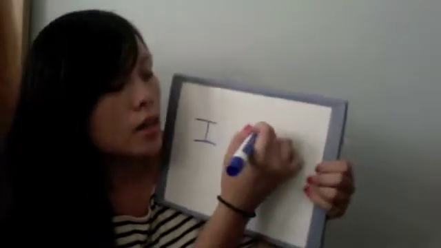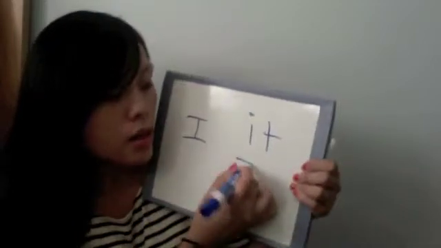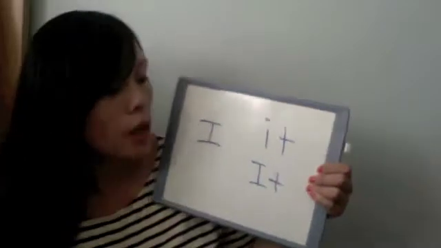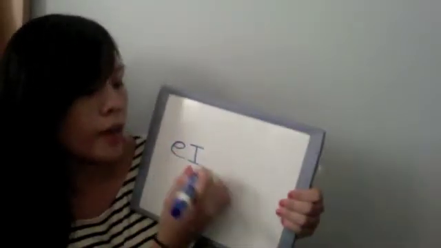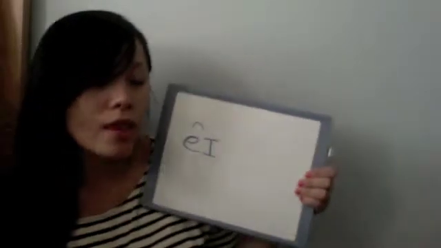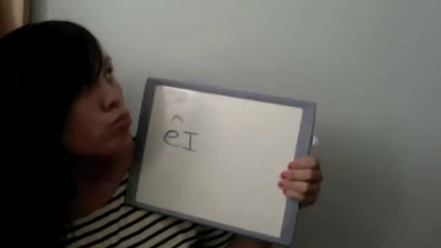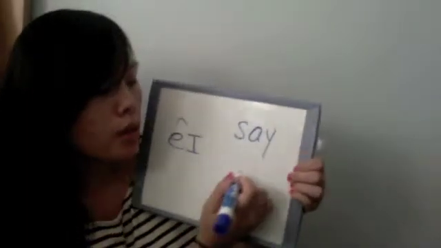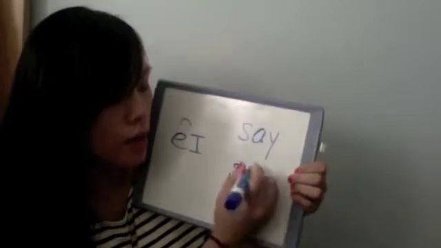So the word it has this sound. So in phonetics, you would write it as I, it. Okay? Now the next one is going to be an E with an uppercase I and a frown on top. Okay? And this is going to be pronounced as A. So if I gave you the word, let's say, say, it would be S, and this has an A sound, so it would be A. Say.